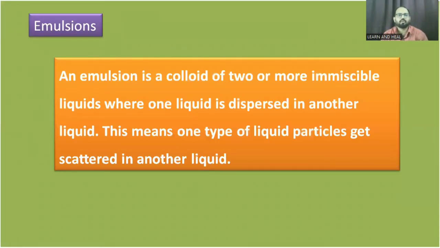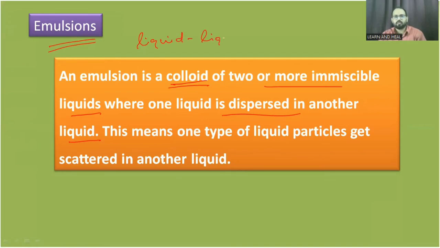And we'll be talking about the other condition, liquid in liquid. So emulsion. This is the last topic of this chapter. Emulsion, again, is a colloid. Liquid in liquid is one of the 8 types of colloid. Milk is an example. Emulsion is a colloid of two or more immiscible liquids, where one liquid is dispersed in another liquid. Emulsion is liquid in liquid.